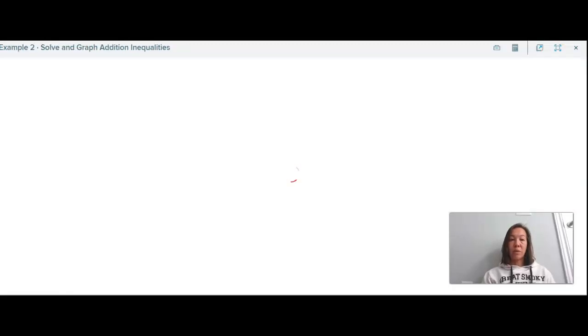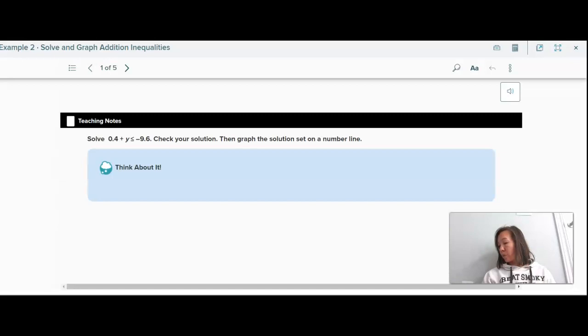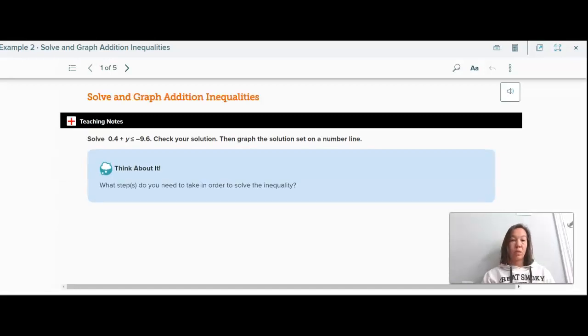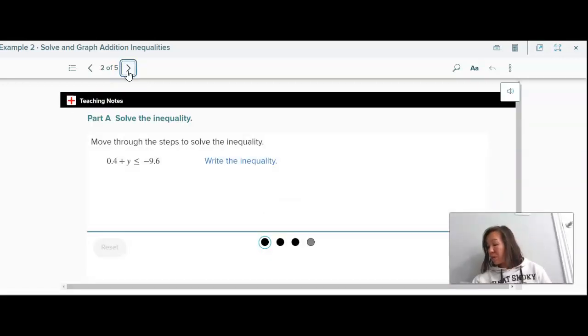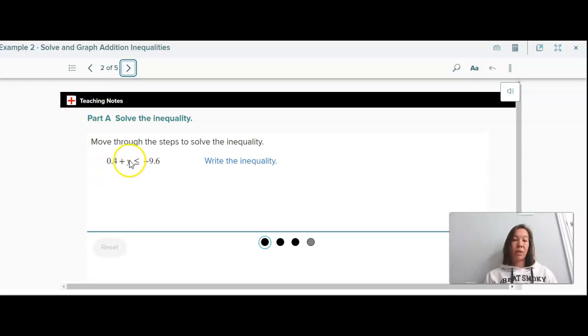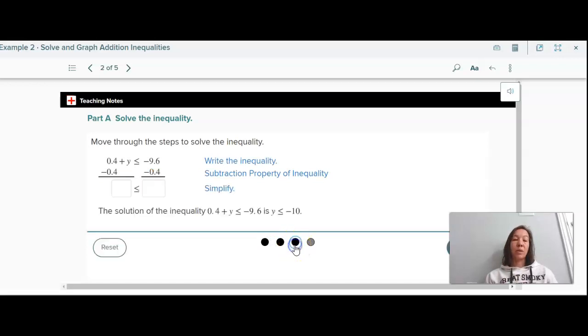Alright, so let's look at another example. Same thing, just decimals. You solve problems with decimals the same way you solve any other problem. This is on page 334. So what would be our first step? If we want to get y by itself, then we have to get rid of this. So again, yes, we subtract 0.4 from both sides. And so if we subtract this, then we'll get y on the left is less than or equal to -10 on the right-hand side.